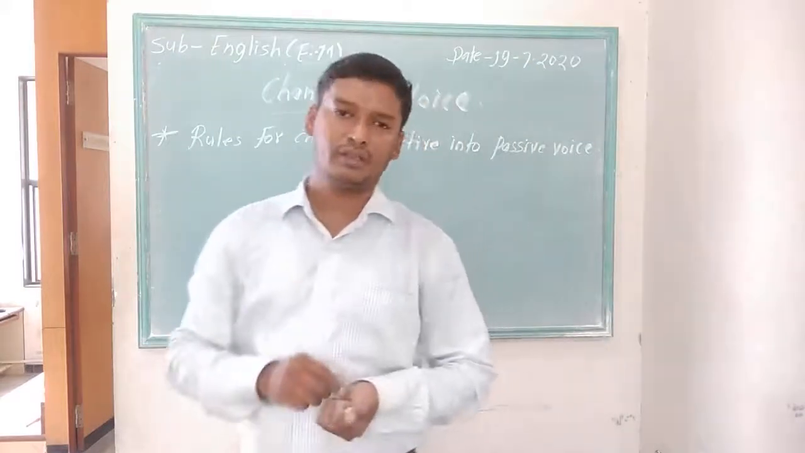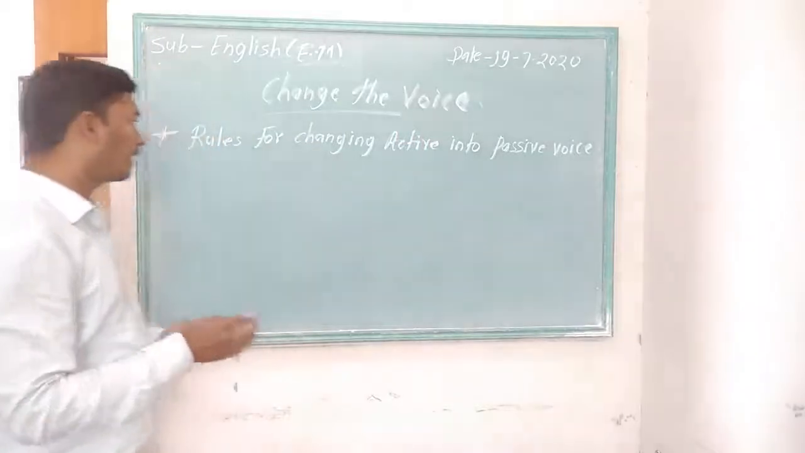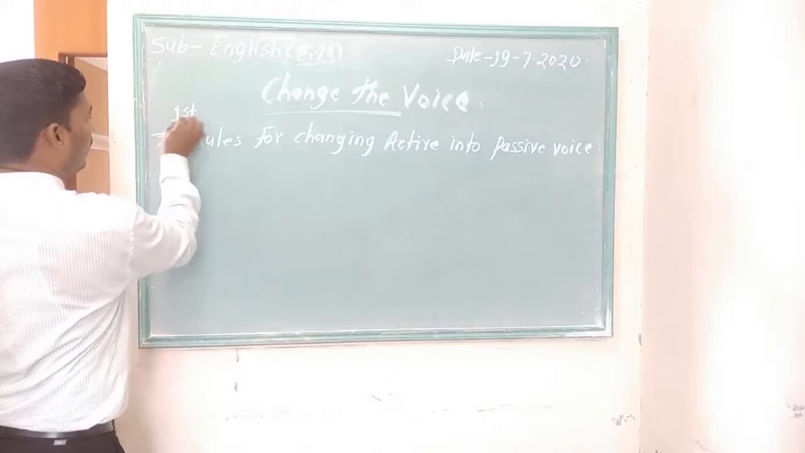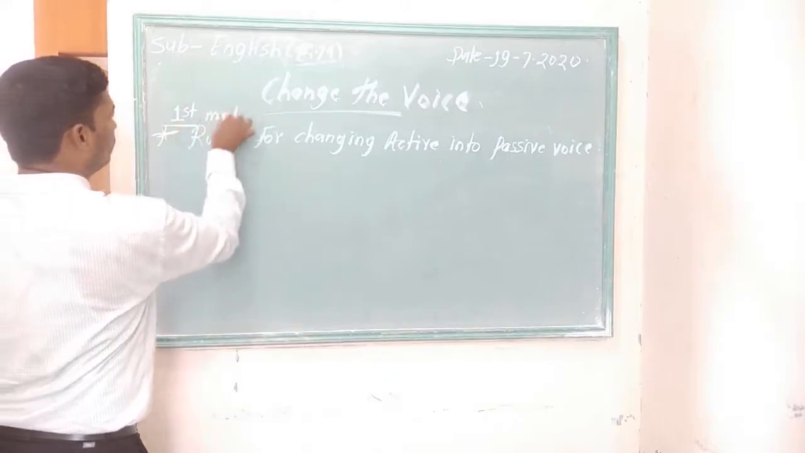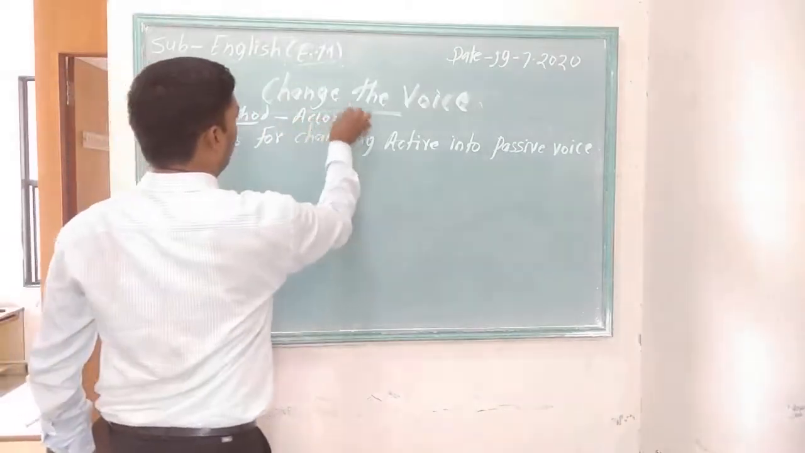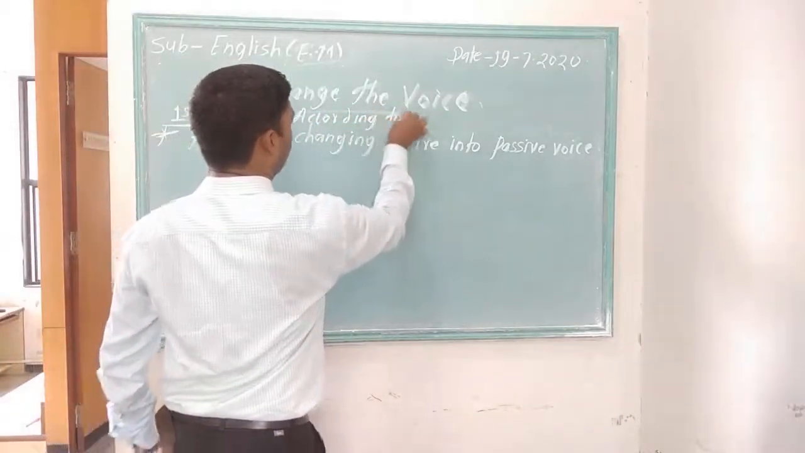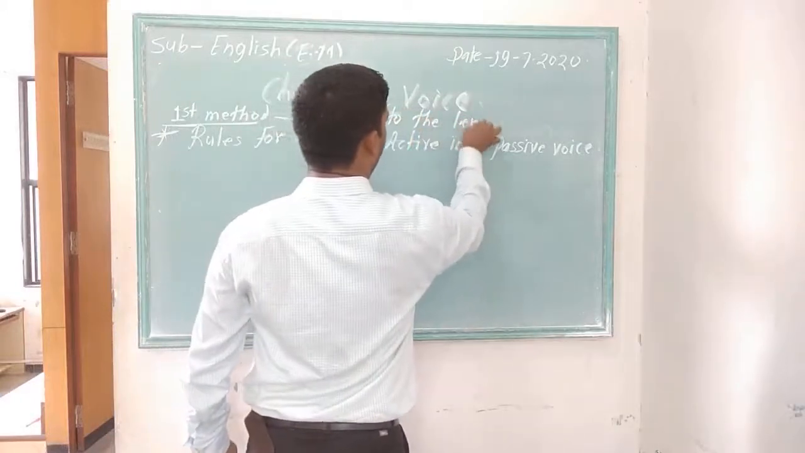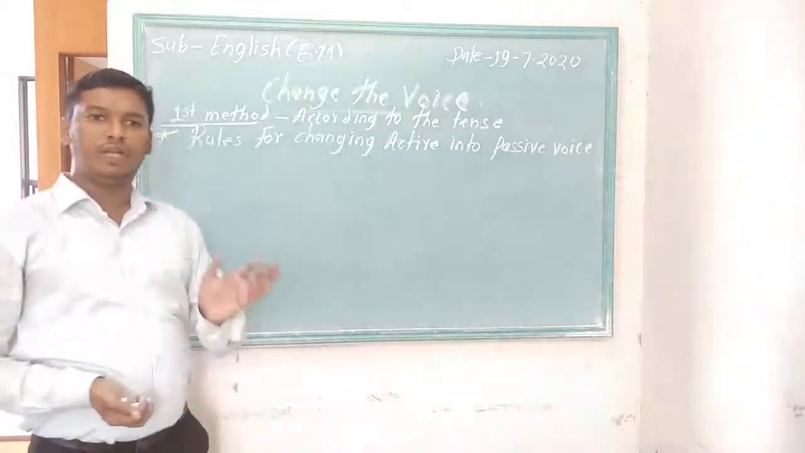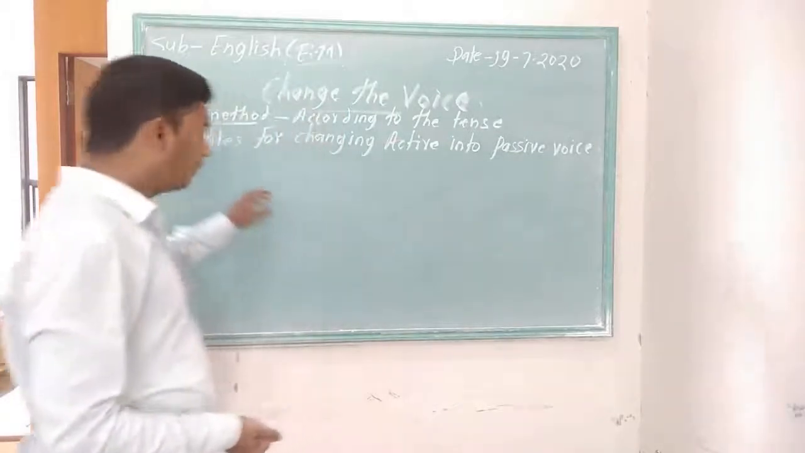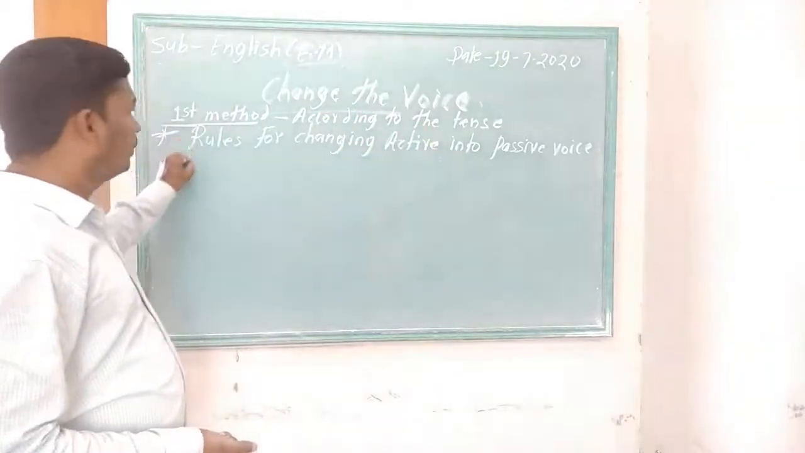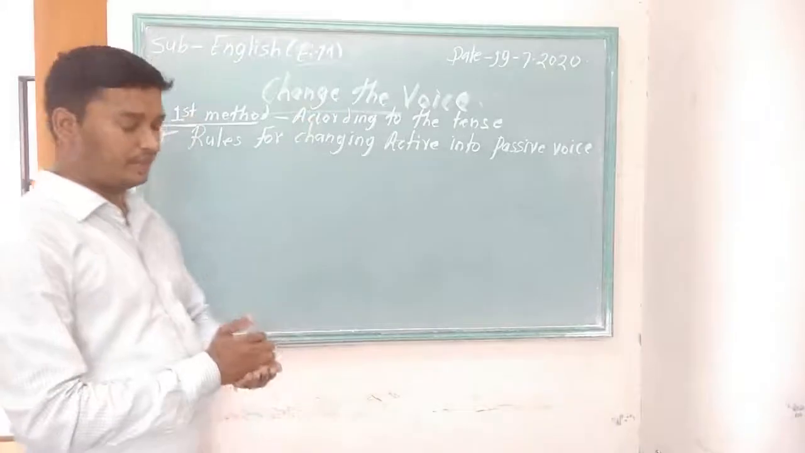This is the first method. You can write this first method above this line, by red pen: according to the tense. There are 5 methods of changing the voice. One by one I will teach in detail. Write by red pen the first method, according to the tense, and then the rules for changing active into passive.